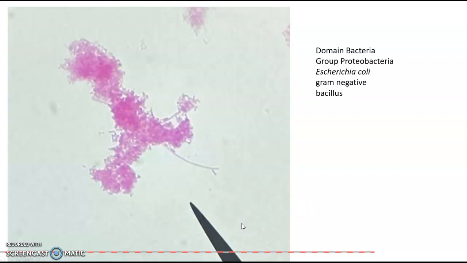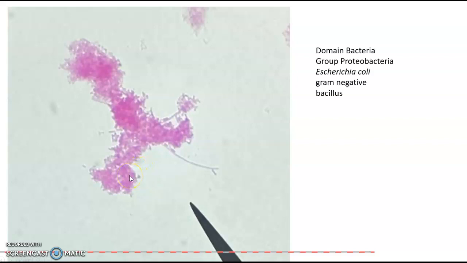This is a high-power light microscope image of E. coli bacteria. All you need to know is that it is in the domain bacteria. I'm not going to ask you about the fact that it's in the group Proteobacteria, but you will need to be able to see that it's pink, so it's gram-negative.